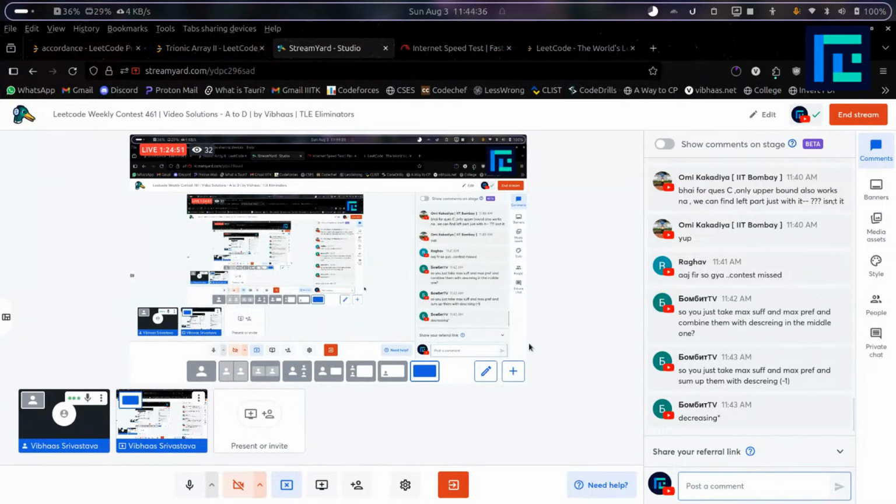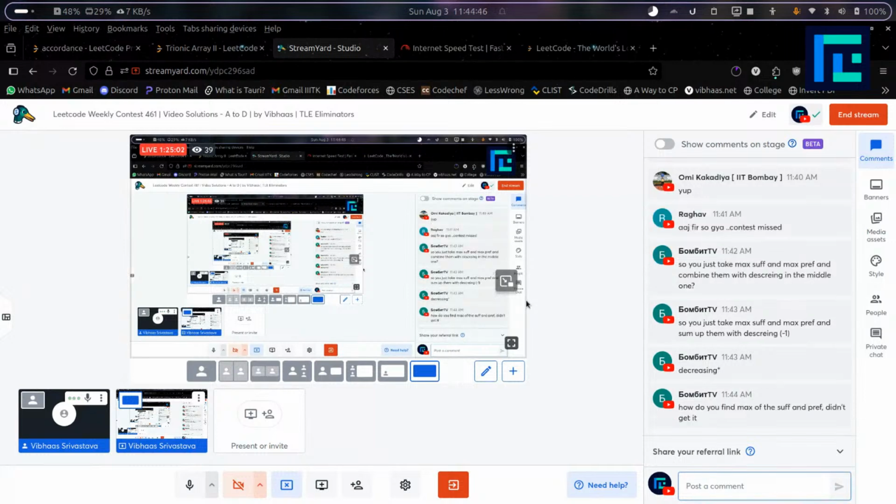Yeah, that is exactly it. I'm not sure how to pronounce this name, it looks Russian, but the person who asked this is right: you can take the max suffix and max prefix, combine them with the decreasing part in the middle, and that is correct. Yes. How do you find the max suffix and prefix?